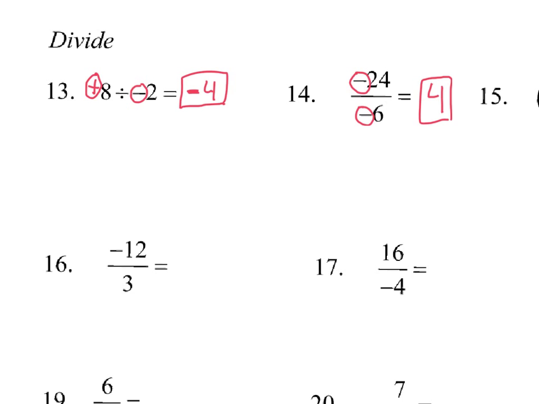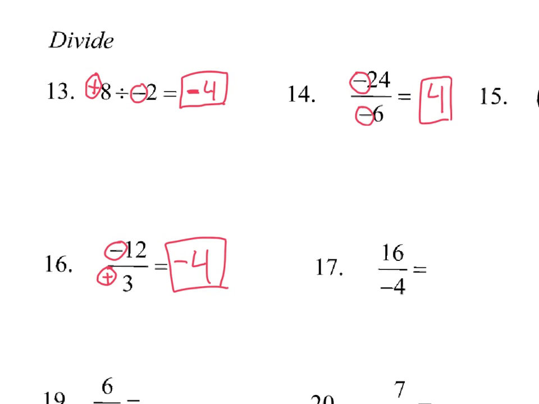Let's look at the one down here, number 16. We have a negative 12 on the top. We have a positive 3 on the bottom. I'm just going to put the plus so you can see the sign. So there's the positive. Here's the negative. We are dividing, and we're going to follow the same rules as multiplication. When you have different signs, the answer is negative. One positive, one negative. And 12 divided by 3 is 4. So the answer is negative 4.